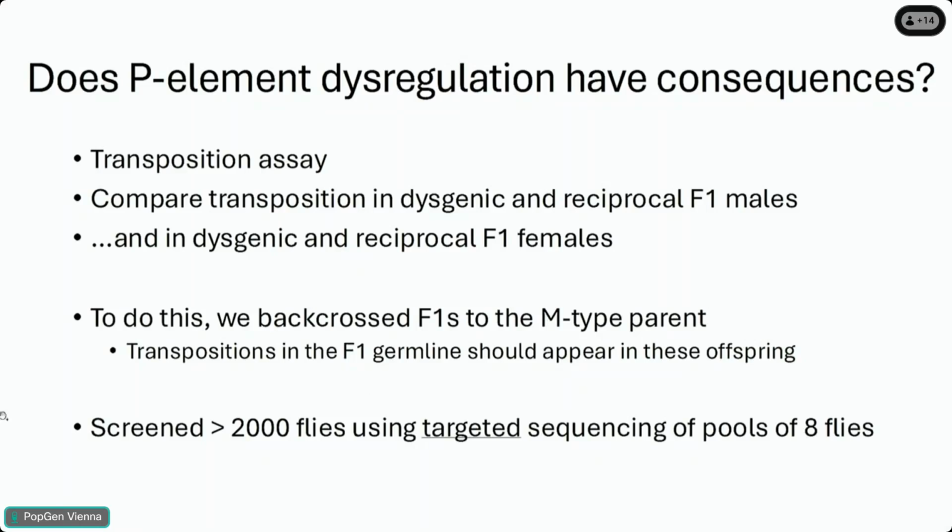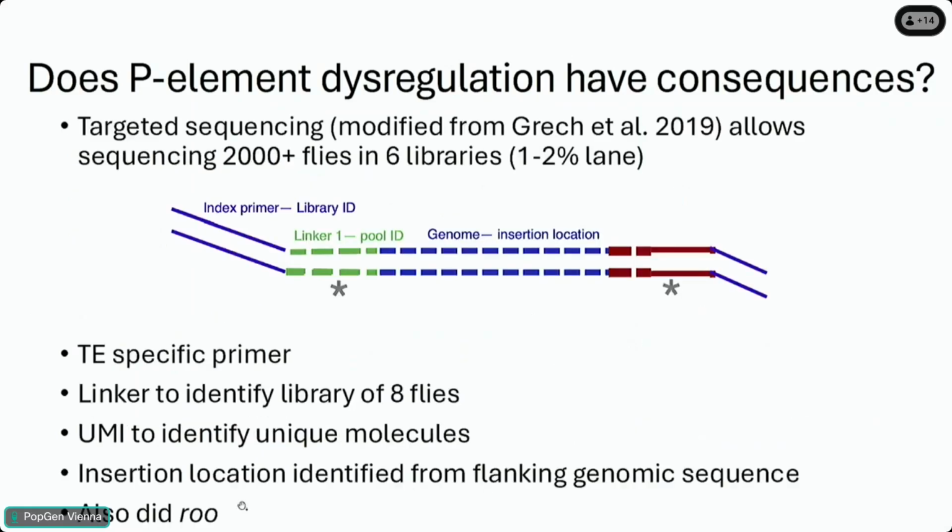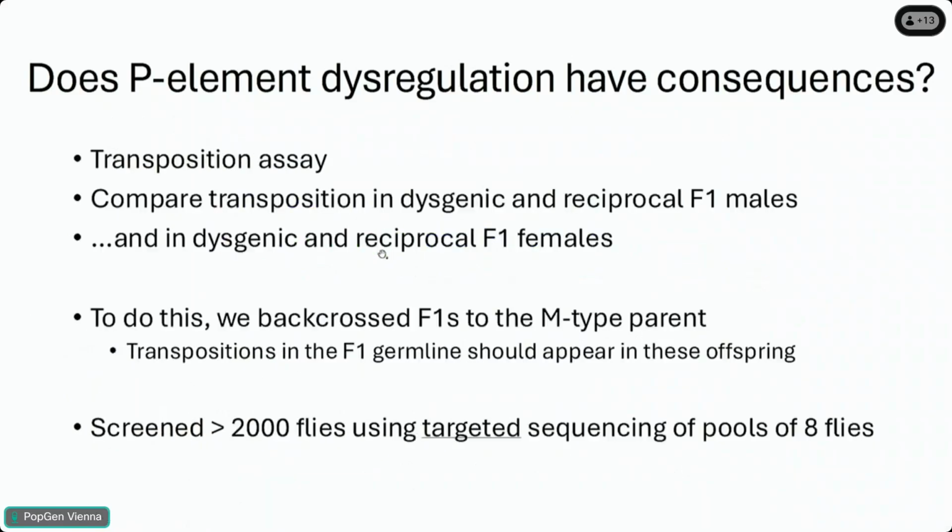Right. So we did this on the cheap by using targeted sequencing. We did this really complicated library prep, and it allowed us to screen over 2,000 flies. We did pools of 8 flies. So we're hoping that we can identify new transpositions in each pool of 8 flies.